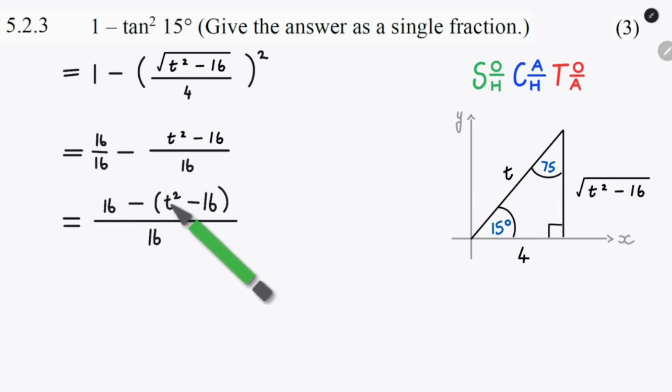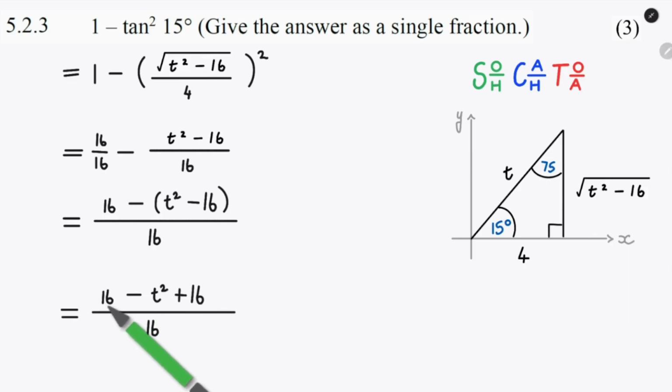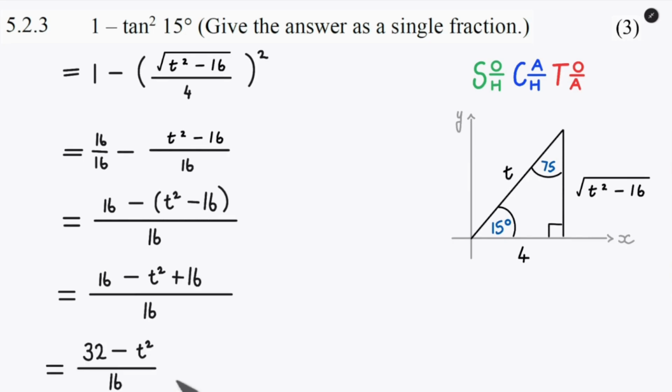Okay, we're going to distribute that negative into the bracket. So we're going to get a sign change happening over here. And then we just do our like terms. 16 plus 16 will give me 32. So I can change that at the top. And we'll just be left with 32 minus t squared over 16. And now we've adhered to the extra instructions. Our answer is a single fraction.